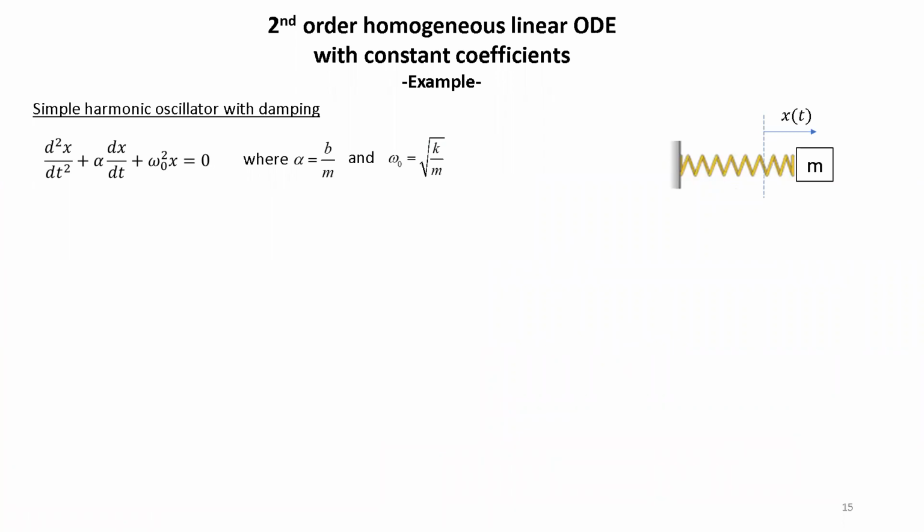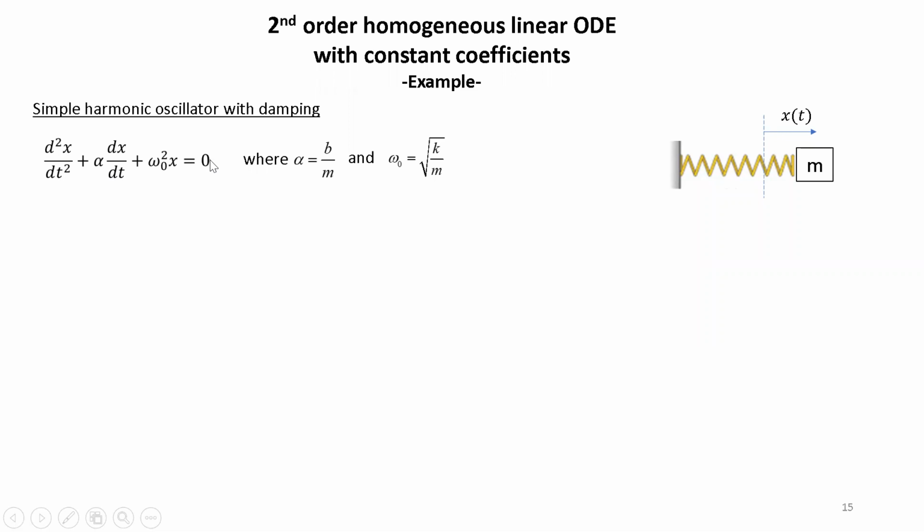So before we move on to the next part, first let me give you one physics example that involves the second order homogeneous linear ODE. This is a simple harmonic oscillator with damping. I actually assume that you have seen this physical problem before. Am I right? Have you seen this physics problem before? Then you probably know why you have this equation of motion.